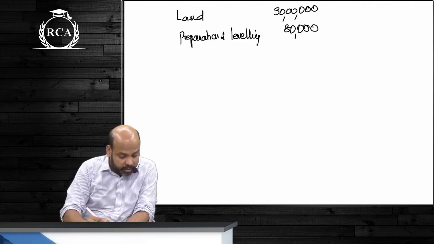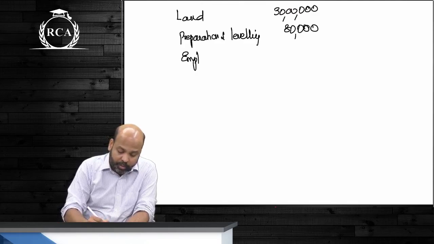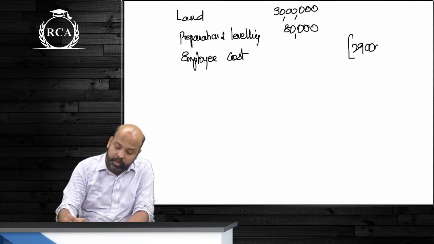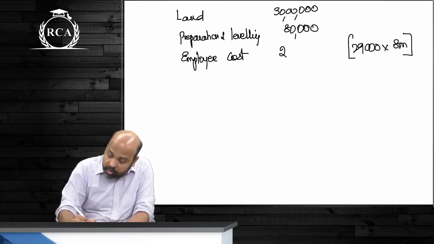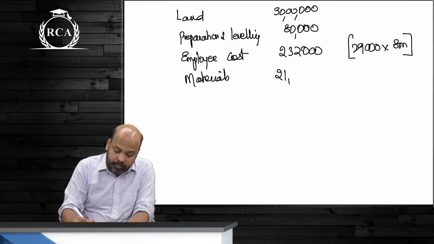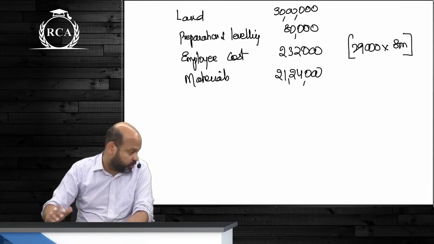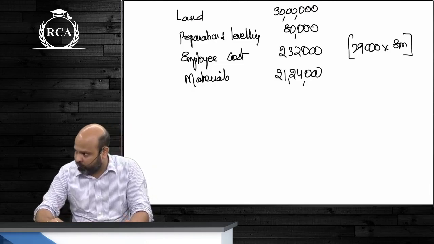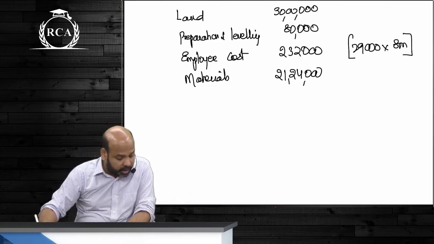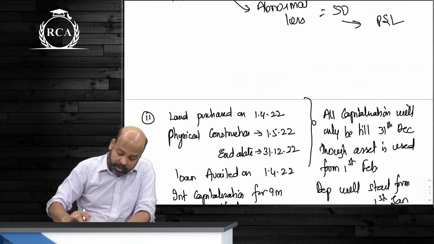Next, guys, employee cost. For how many months will you take, beta? 29,000 into construction period, which is 8 months. How much is this? 2,32,000. Materials-wise, 21,24,000. In case they have given us details of unused materials, what will you do? Deduct it. You can only take materials consumed. Materials, beta, 21,24,000. Cost of relocating, will you take? Cost of inauguration, factory overheads.